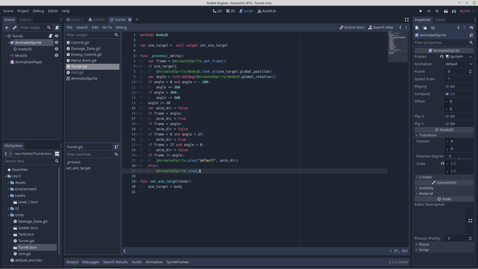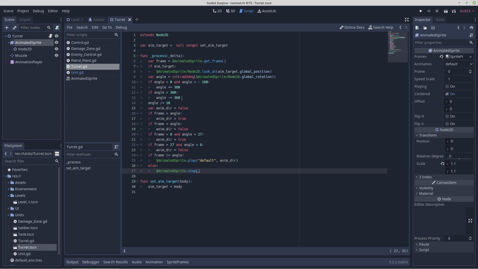When an aim target has been set, so the aim target no longer equals null, the Node2D that's attached to the animated sprite will look at the global position of the target. Now, by sending the kinematic body to the turret, it's constantly able to track it as long as it's within its visual field. The Node2D is used to determine the angle to the target. And this is done as an integer because we want the angle to round off. In the end, we want it to be rounded off to the nearest 10, basically.